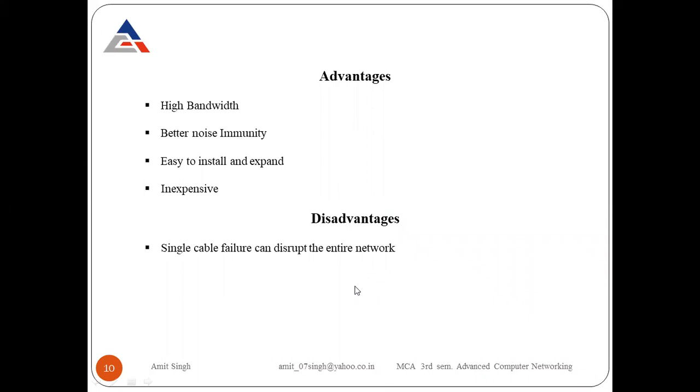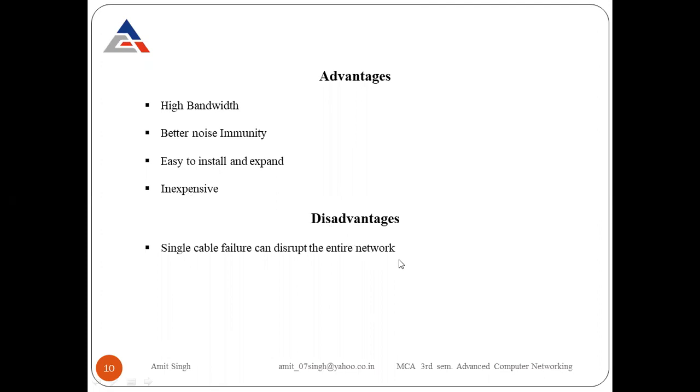The third, easy to install and expand. Expand means whenever we want to expand the wire, we can simply choose another wire and connect the copper wire with the copper wire and mesh with the mesh and cover it with the outer jacket. That's why it is easy to install and expand. Next, inexpensive. It is not very expensive as compared to the other wires. Clear? So these are the advantages.